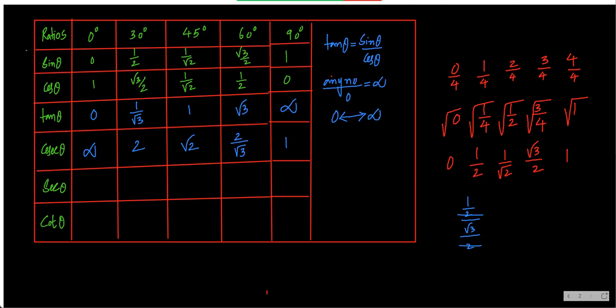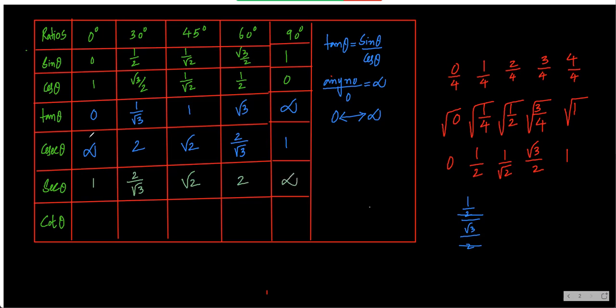Next, secant theta. Secant theta is the reciprocal of cos. Reverse of 1 is 1. This is 2 by root 3. This is root 2 by 1, root 2 only. 2 by 1 is 1 only. 2 by 1 is 2 only. The reverse of 0 is infinity.